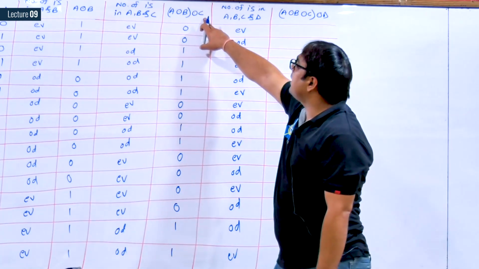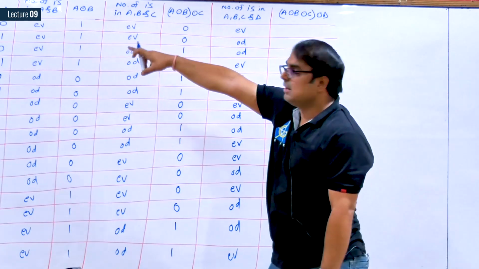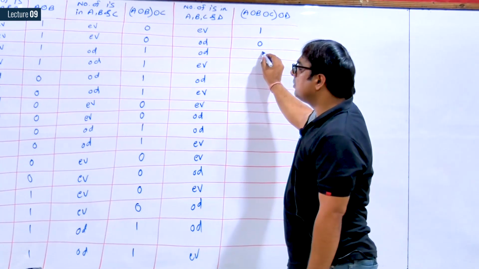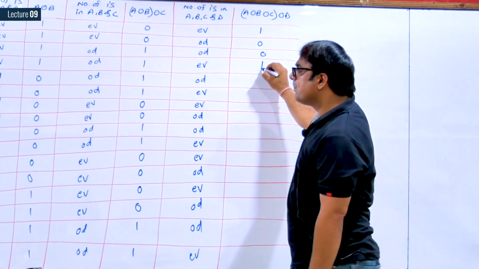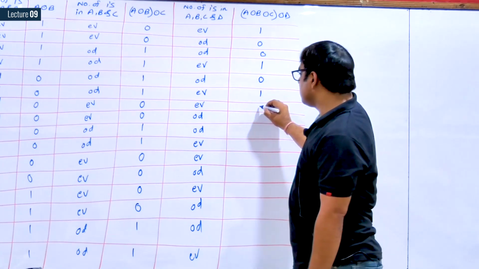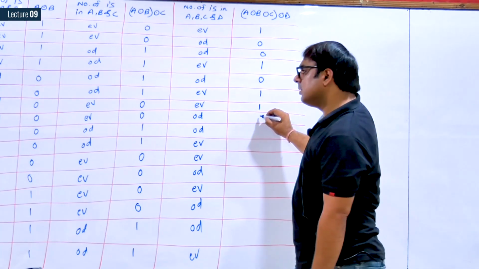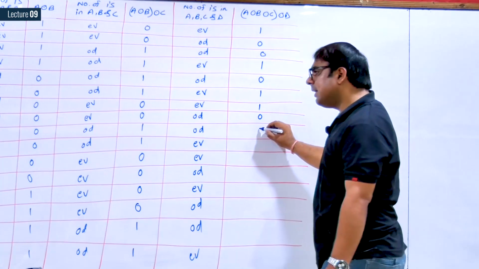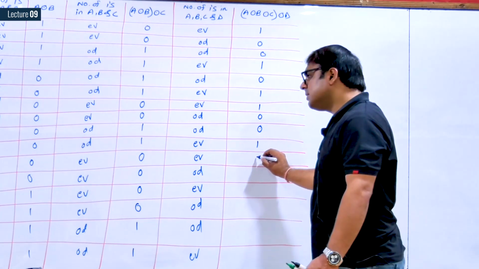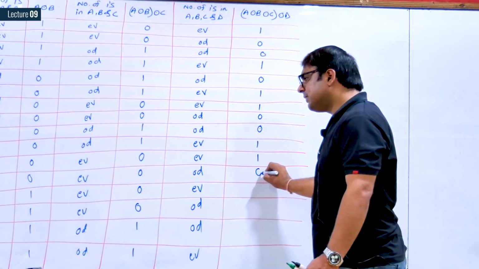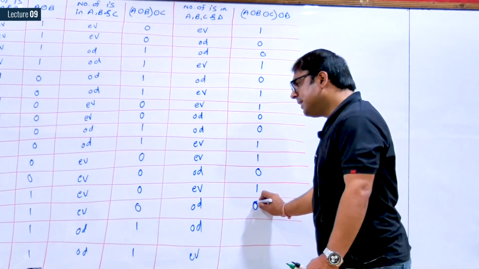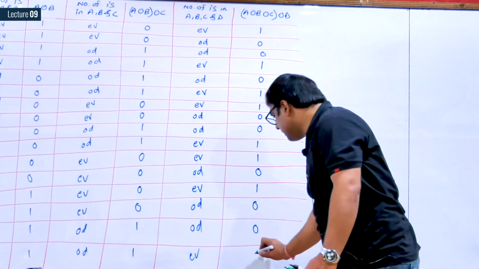Now, this A, B, C XNOR with D: 0 and 0 same, 0 and 1 different, 1 and 0 different, 1 and 1 same, 1 and 0 different, 1 and 1 same, 0 and 0 same, 0 and 1 different, 1 and 0 different, 1 and 1 same, 0 and 0 same, 1 and 0 different, 0 and 0 same, 1 and 0 different, 0 and 1 different, 1 and 1 same, that is 1.